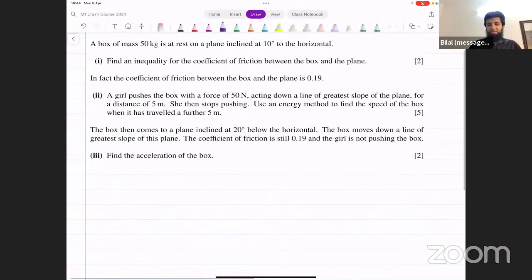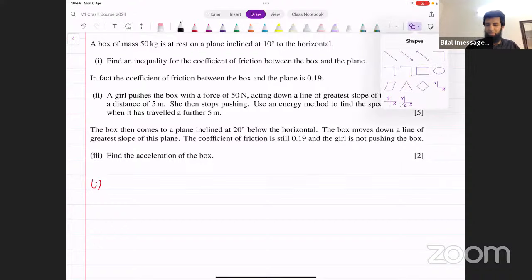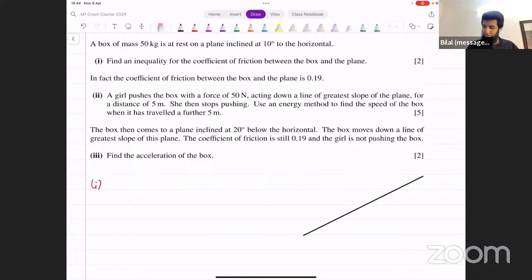Okay, a box of 50 kg is at rest on a plane inclined at 10 degrees to the horizontal. Find an inequality for the coefficient of friction between the box and the plane. Okay, but is there a specific part of this question that you're confused in?